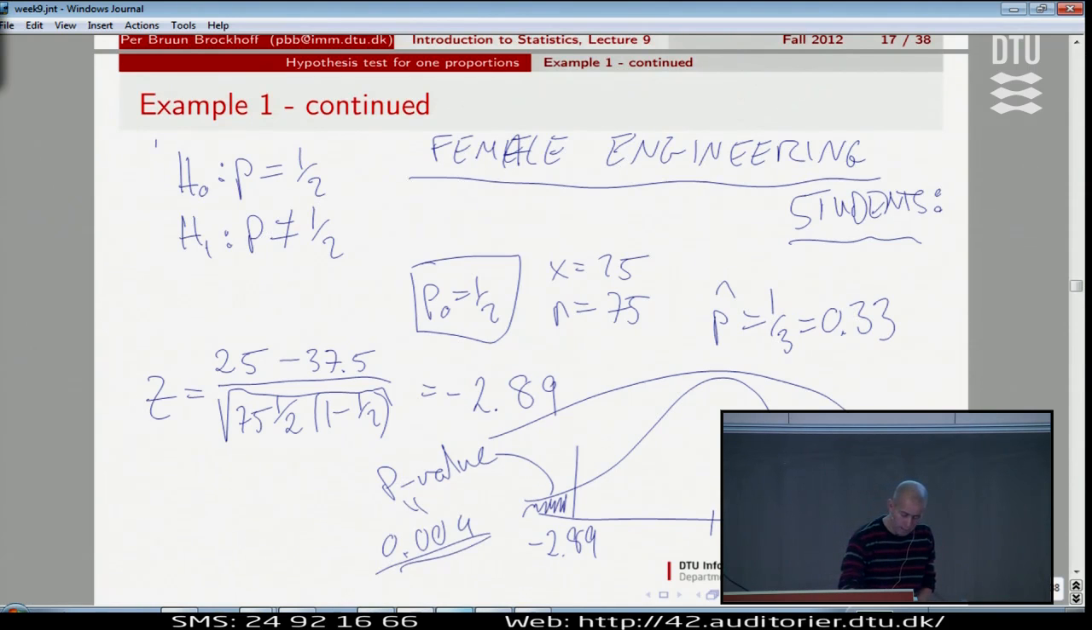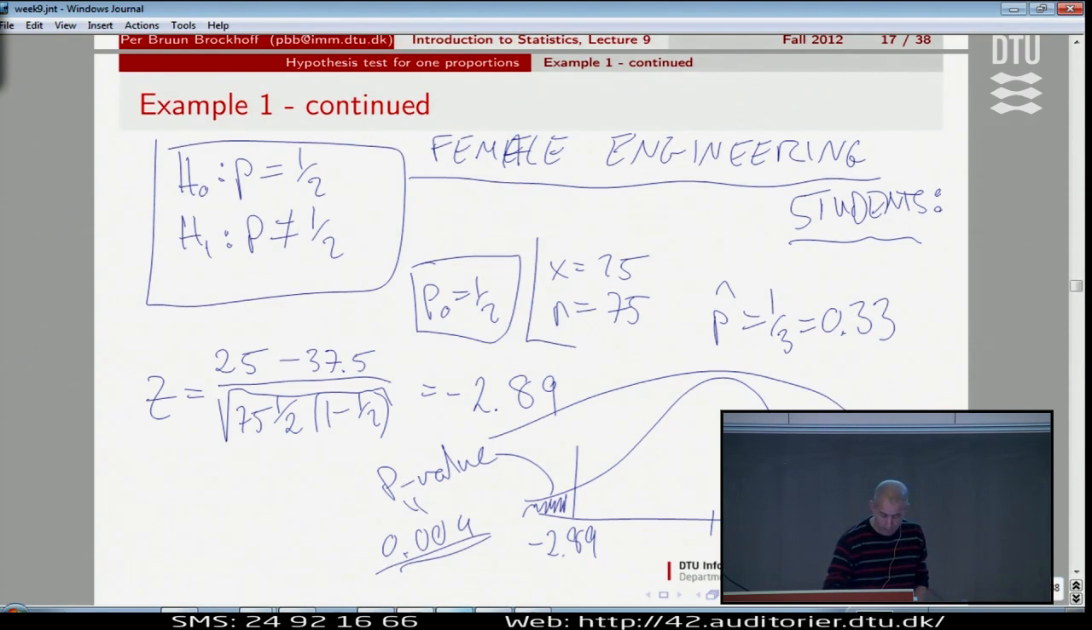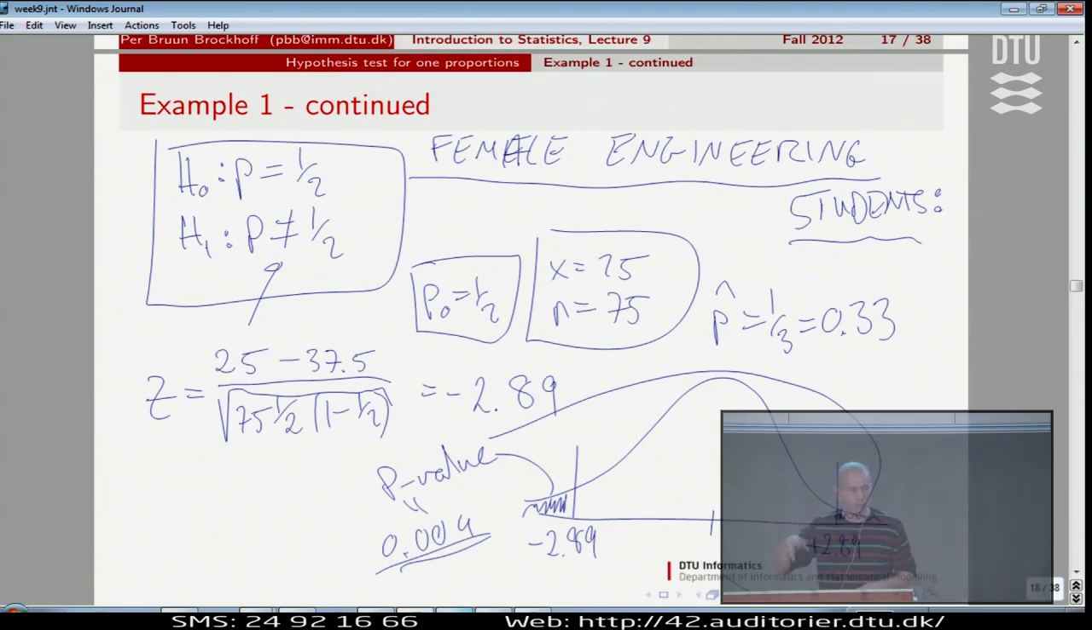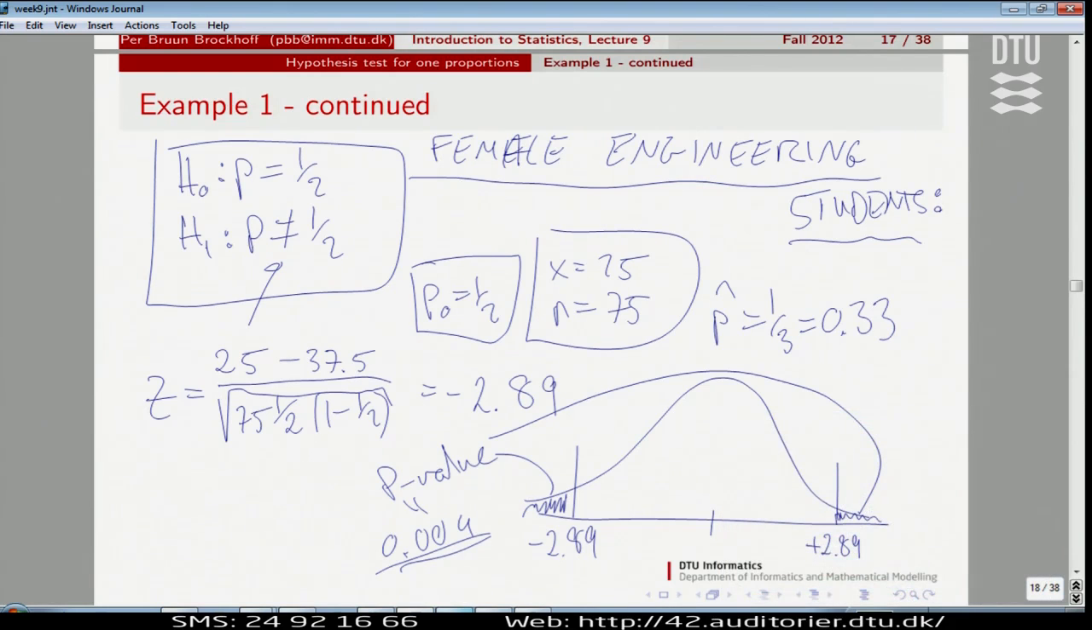Given these data, have we then proven that the proportion of female engineering students is not equal to 1/2, or have we not? How many think we have proven that it's not half? Assuming that my sampling was okay and I didn't cheat, and everything with the data sampling was fine, should we reject? Have we proven it to be different from 1/2? Yes. The answer is yes. I'm not going to ask if anyone thinks differently.